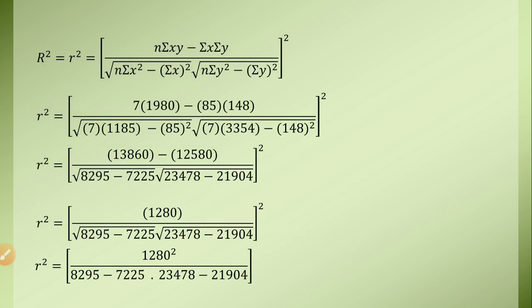Now I have to write the formula of r square. See, this is nothing new. The formula of r is, you can see in the bracket, n sigma xy minus sigma x sigma y upon root n sigma x square minus sigma x whole square, root n sigma y square minus sigma y whole square. And you are finding r square, so there is a whole square around the formula. If you think that, sir, this is complicated, then do one thing: don't write the formula of r square, write the formula of only r.